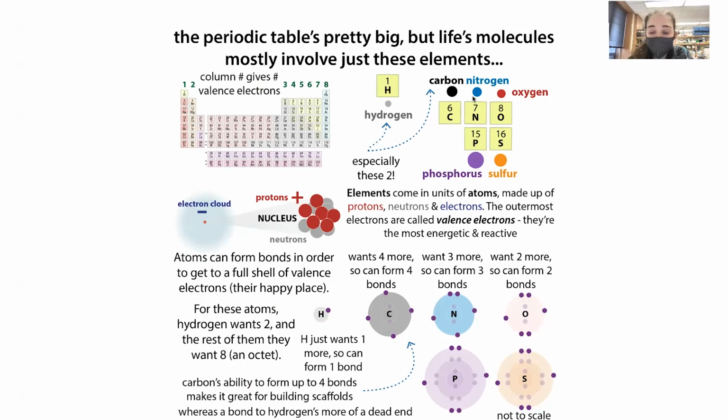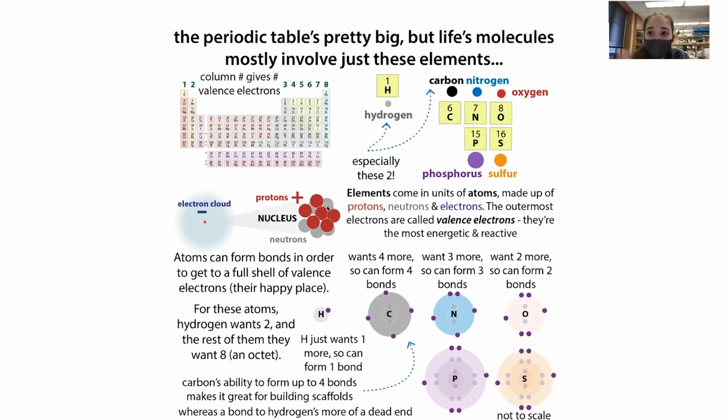When we're talking about oxygen, sulfur, selenium, we're talking about elements, and elements come in units of atoms. These elements are defined by the number of protons. Atoms are made up of smaller parts called protons, neutrons, and electrons. The protons are positively charged and the neutrons are neutral. These hang out in a dense central core called the nucleus. Then there's a cloud of electrons whizzing around them, which is negatively charged.